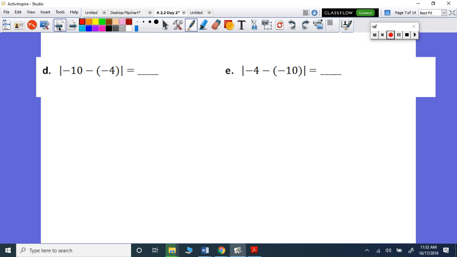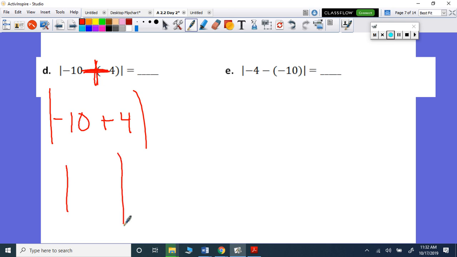How about D? Last night, this looked like, well, you said, I want to add the opposite of that guy. Or you could remember back-to-back negatives makes a plus. What is a negative 10 plus 4?